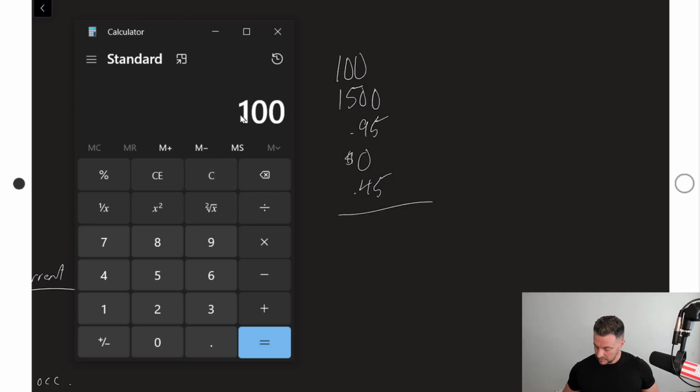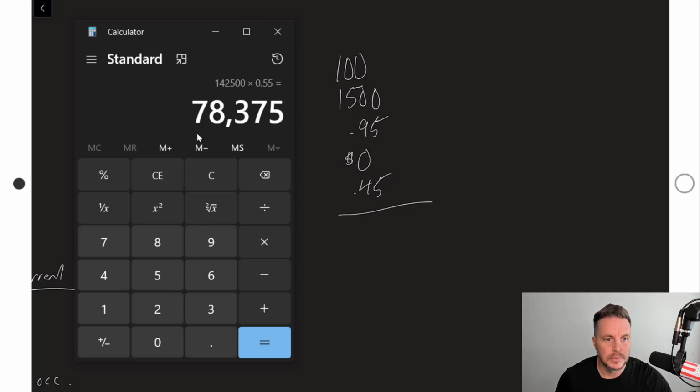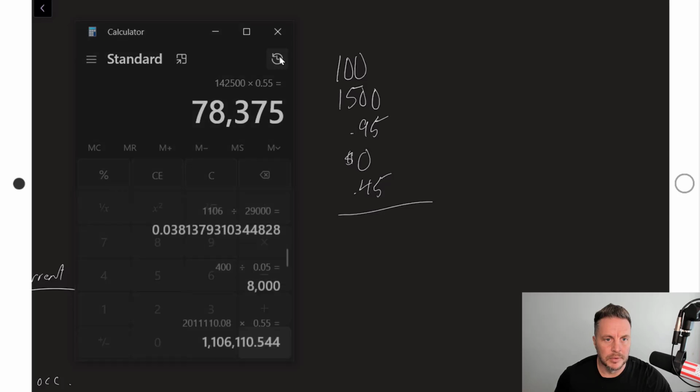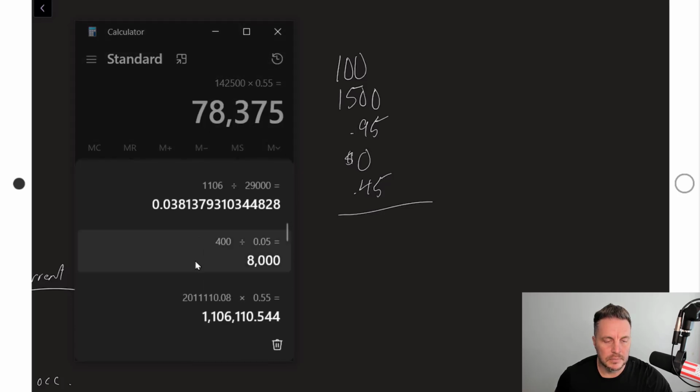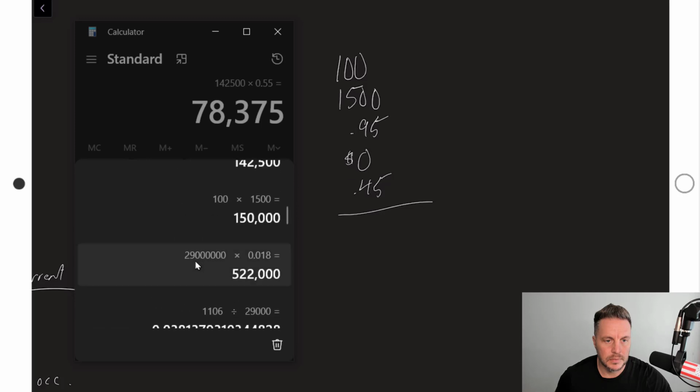Okay, 100 times 1,500. Maybe I'll just equal them out so we don't get too far ahead of ourselves. Okay, so that's 150,000. Obviously, you're like, I did that in my head, right? Times 0.95 equals 142 times, I think I might have said point. Is that right? What am I doing wrong here? That is the same number. Bear with me while I figure out where I messed this up. Let's see.